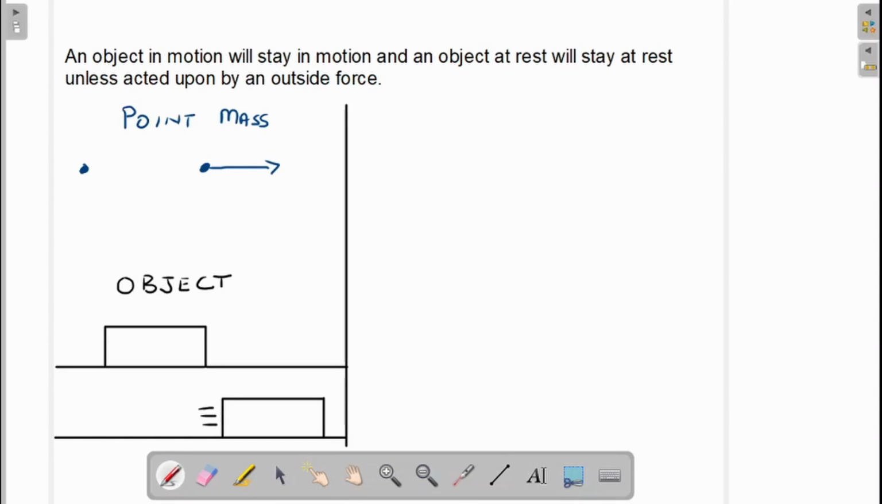Hello and welcome to this video on rotational motion. Specifically today we're going to be talking about angular momentum and angular impulse.